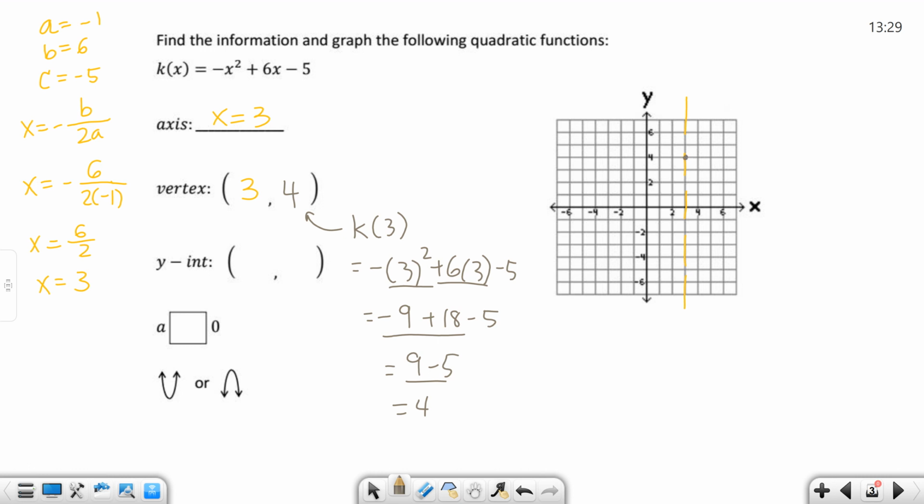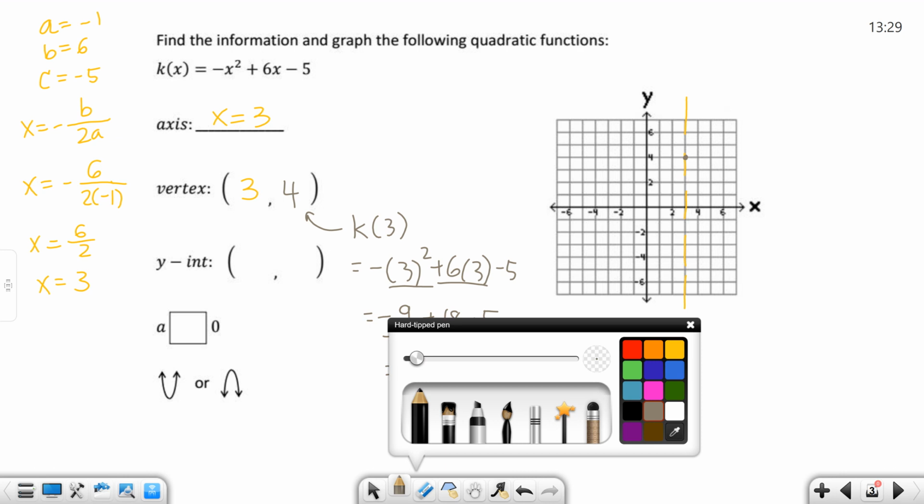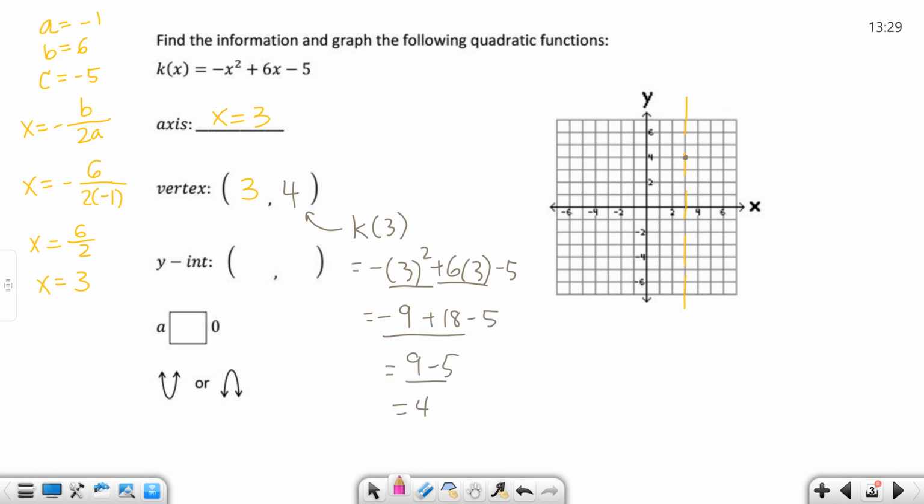Okay. And then what about the y-intercept? Well, let's just keep going here. The y-intercept is 0 for the x. And in this case, again, remember it's 0 comma c. And c is negative 5. So 0, negative 5. 1, 2, 3, 4, 5 down here, negative 5.